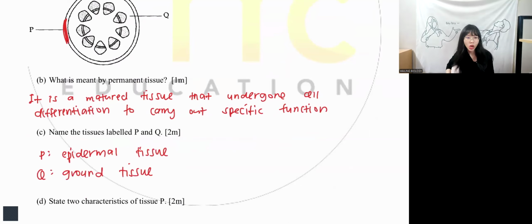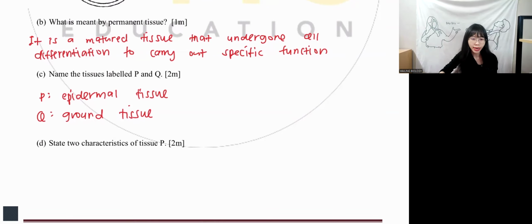Ground tissue. State two characteristics of P. They ask you to write characteristics of epidermal. What are the characteristics of epidermal? All epidermis are covered by cuticle. Okay, waxy layer called cuticle. Very good. And they are waterproof. So the characteristics are what? Cuticle, waxy layer, and waterproof. Two characteristics.